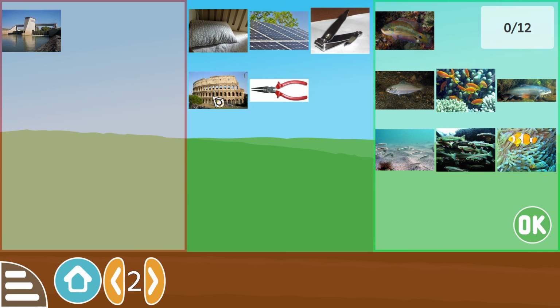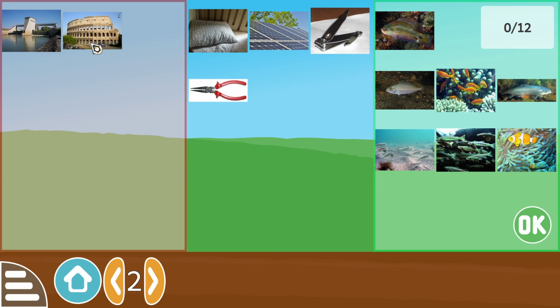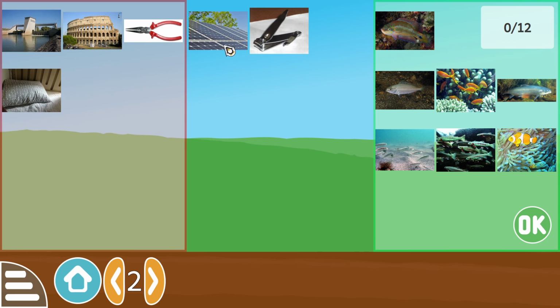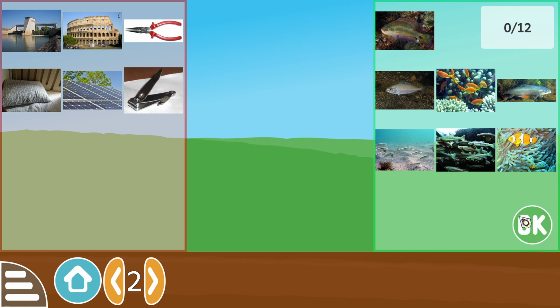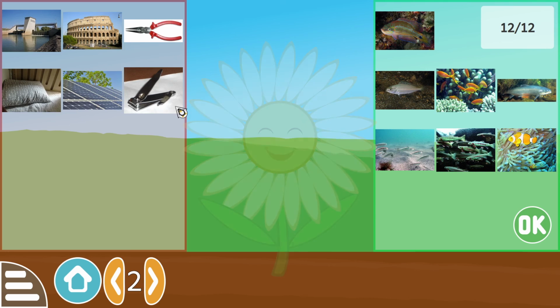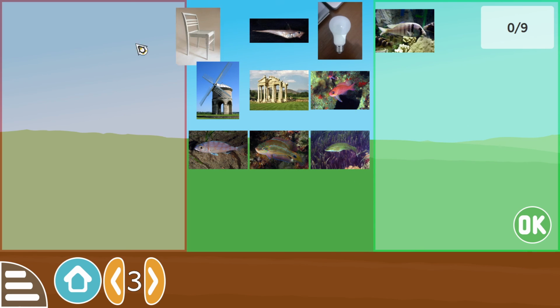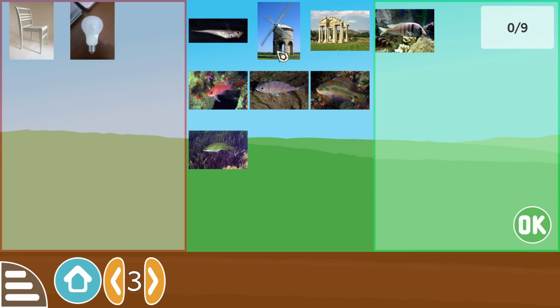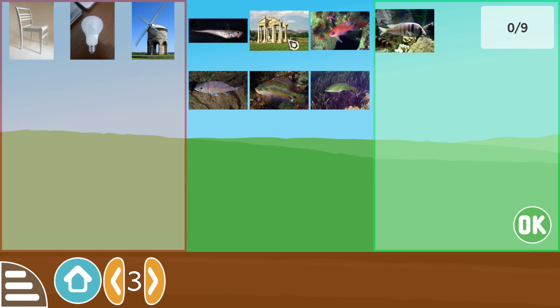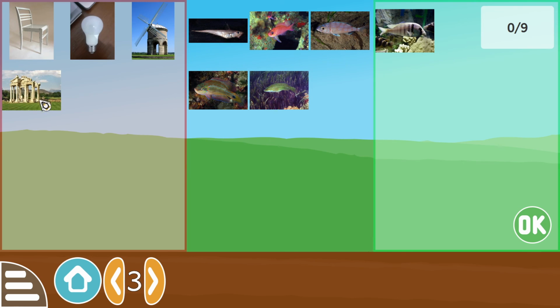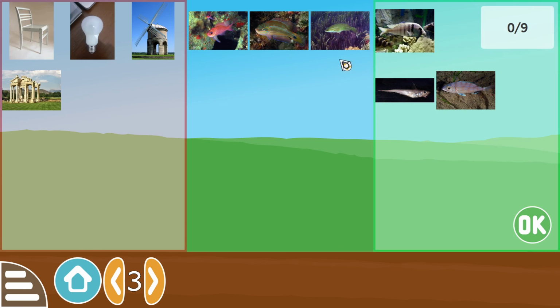So we've got a dam. Looks to be Colosseum. Pliers, pillow, solar panels, and nail clippers. Grab the chair, light bulb, windmill. I'm going to call it ruins. I'm not sure what it was back in the day. And the rest of these are fish.